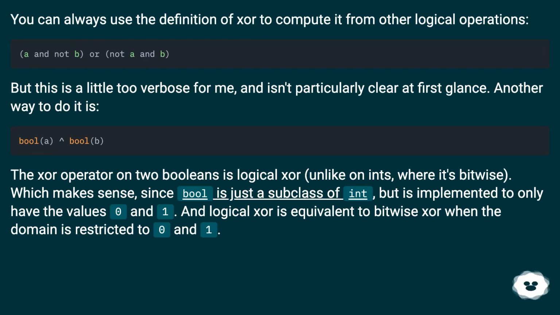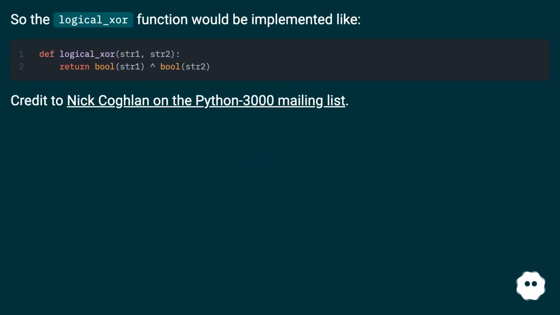The ^ XOR operator on two booleans is logical XOR, unlike on ints, where it's bitwise. Which makes sense, since bool is just a subclass of int, but is implemented to only have the values 0 and 1. And logical XOR is equivalent to bitwise XOR when the domain is restricted to 0 and 1. So the logical _xor function would be implemented like this. Credit to Nick Coghlan on the Python 3000 mailing list.